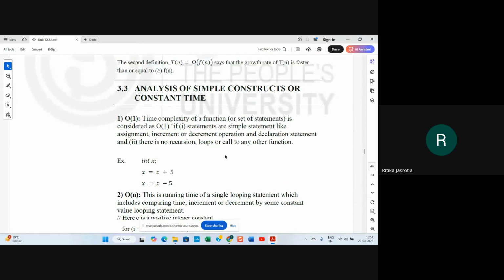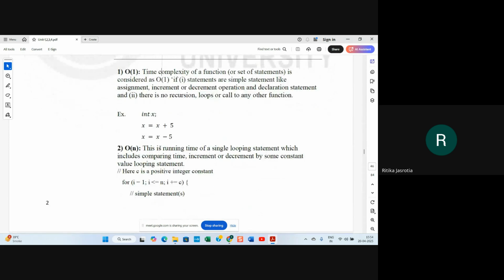Here we see analysis of simple constructs, or constant time. The first one is constant time O(1). The time complexity of a function or set of statements is considered O(1) if the statements are simple statements like assignment, increment or decrement operation, and declaration statements. There is no recursion, loop, or call to any other function. Like here you are declaring, here you are assigning values. So these are your O(1) time complexity functions.